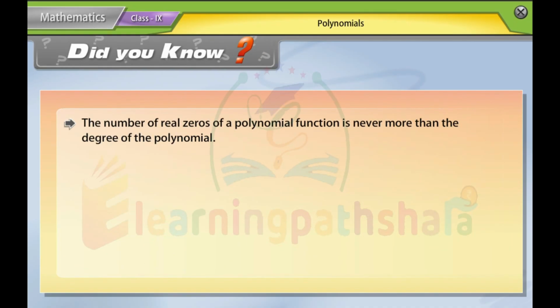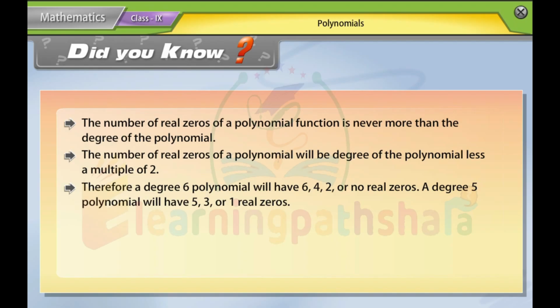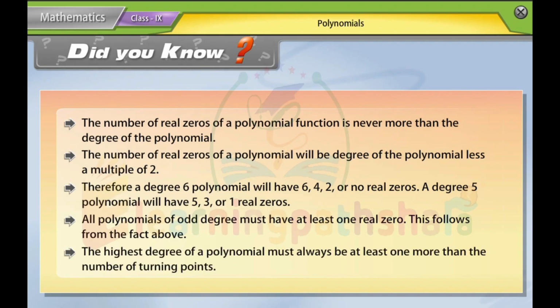Did you know? The number of real zeros of a polynomial function is never more than the degree of the polynomial. The number of real zeros of a polynomial will be the degree of the polynomial less a multiple of 2. Therefore, a degree 6 polynomial will have 6, 4, 2 or no real zeros. A degree 5 polynomial will have 5, 3 or 1 real zeros. All polynomials of odd degree must have at least one real zero. This follows from the fact above. The highest degree of a polynomial must always be at least one more than the number of turning points.